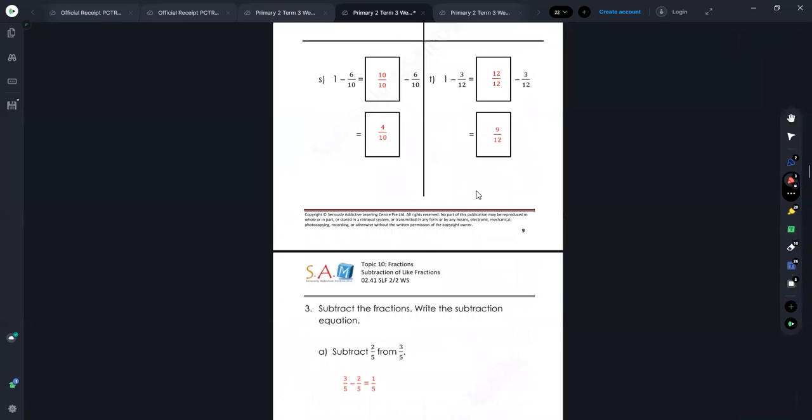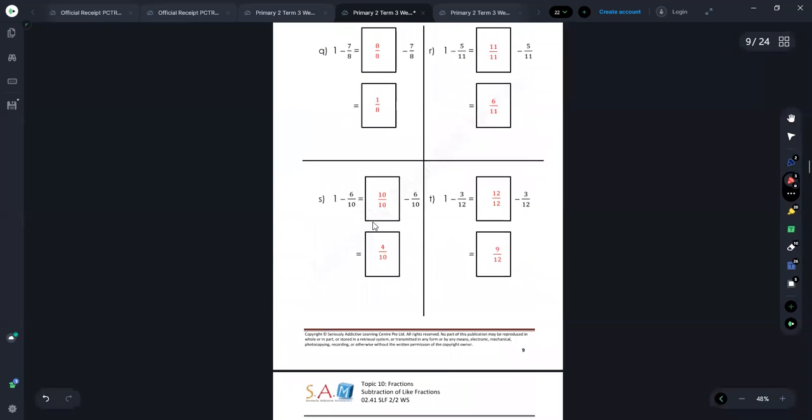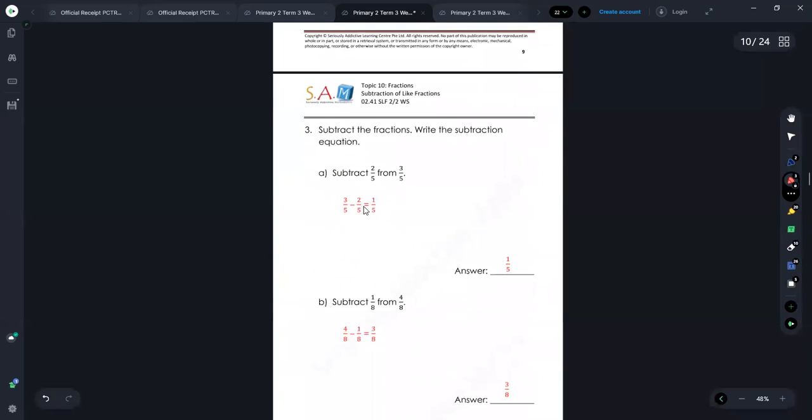You can perhaps do a question on page 9. Remind them 1 whole, you've got to convert it into 10 out of 10 in this case, looking at the denominator. So 1 whole, if the denominator is 10, then it'll be 10 out of 10. So you've got to show this to them. Do 1 question here, subtract 2 out of 5 from 3 out of 5, so they have to write the equation.